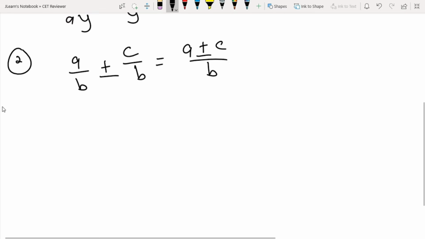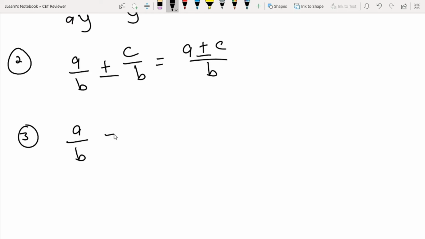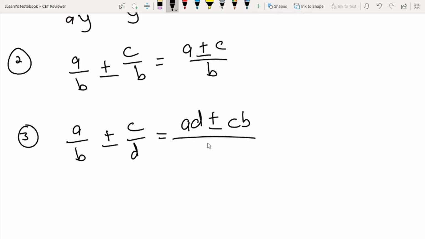Third theorem natin is a little bit more general. So if you have again two fractions, A over B, plus or minus C over D, you can simply cross-multiply yung mga extremes and means, and then cross-multiply mo yung denominator. So what do I mean by that? That is AD plus or minus CB divided by BD. So this basically says na if given yung B and D natin as relatively prime numbers, pwede mo i-simplify yung A over B plus minus C over D into AD plus minus CB over BD.